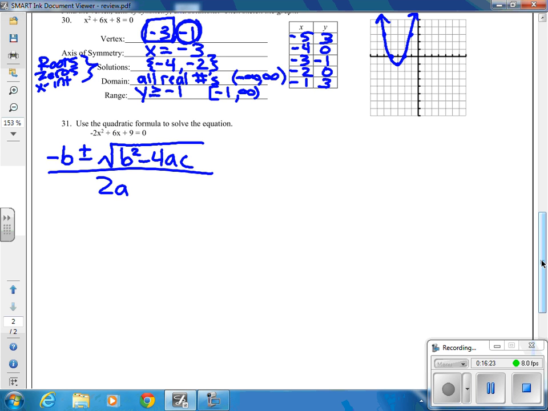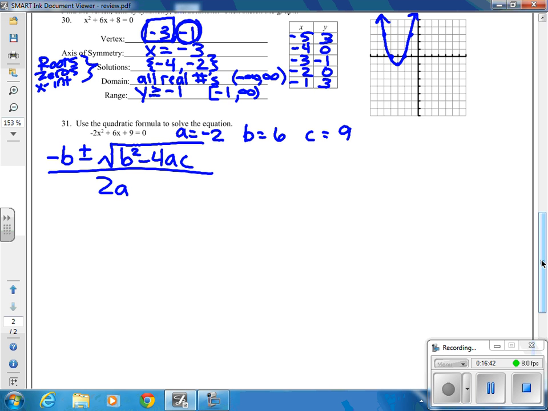Right? Before you start plugging things in, you have to pick out your a, b, and c from your equation, and they're literally in order, and they're the numbers in front of your variables. So a, which is your leading coefficient, is -2. B is 6, and C is 9. If you write those out, it helps you very quickly and easily to insert them into the formula and see what's going on.